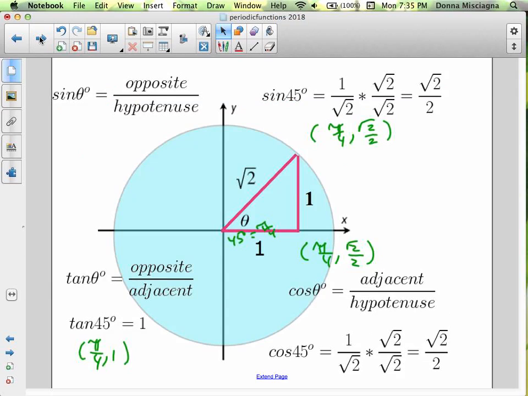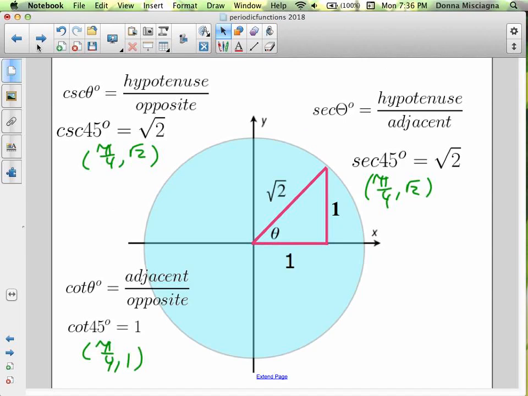And last one here, we have sine 45. It's going to be 1 over square root of 2, or square root of 2 over 2. So pi/4, square root of 2 over 2 is a point on the sine graph. It's also a point on the cosine graph, because the opposite and adjacent sides are exactly the same. Tangent is opposite over adjacent, so it's going to be 1 over 1, or just 1. So pi/4, 1 is a point on the tangent graph. That's an easy point to graph.